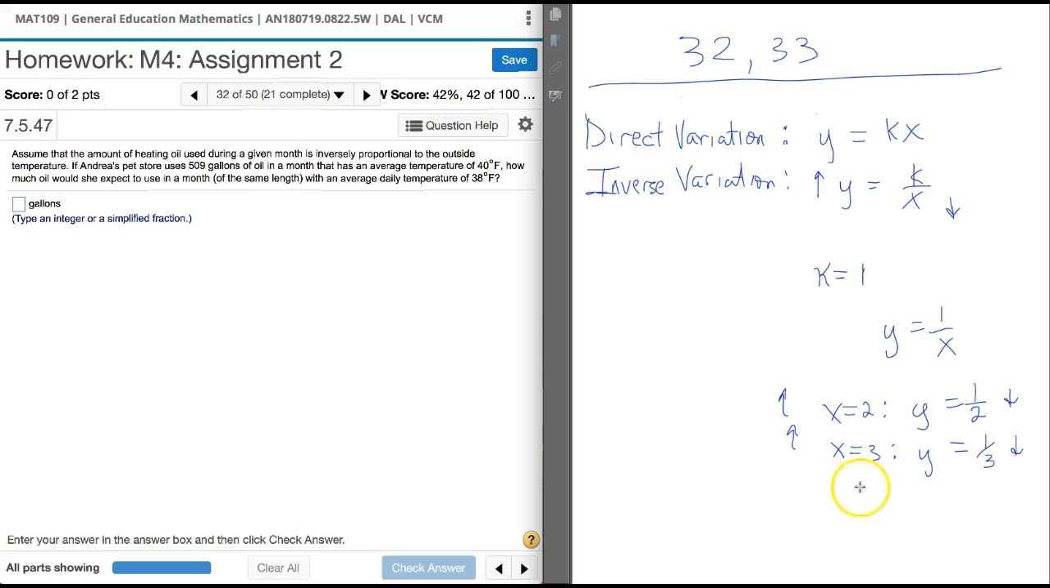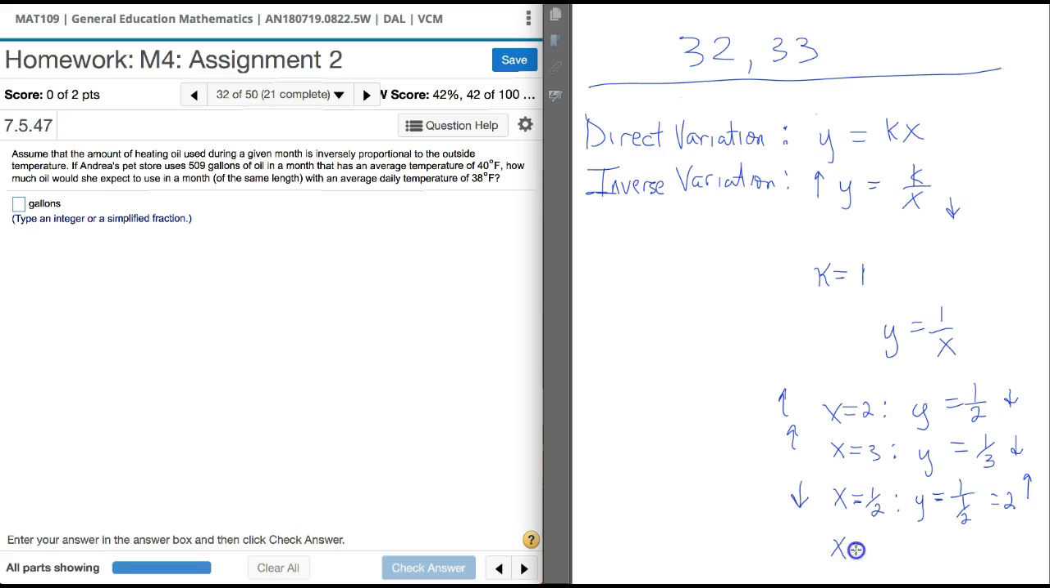But it also works in the other way. So let's say here that x is equal to 1/2. Then in this case, y is equal to 1 divided by 1/2. And if we do 1 divided by 1/2, we know that 1 divided by 1/2 is just the reciprocal of 1/2, which is 2. So here we see that x is lower, y is higher.